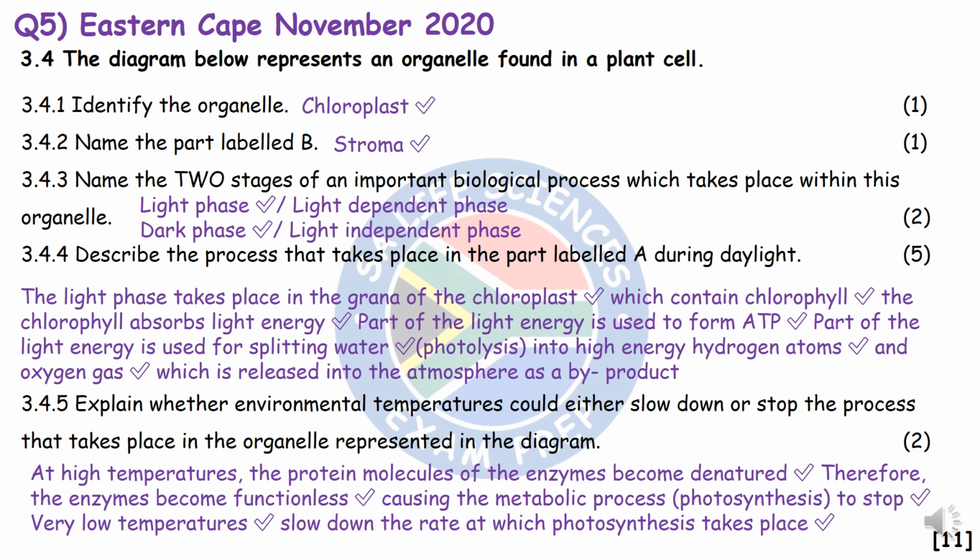But for this question, you only have to explain the light phase. So this question is worth 5 marks. That means you need to make 5 points in order to get 5 marks.